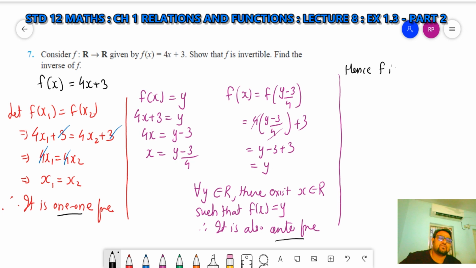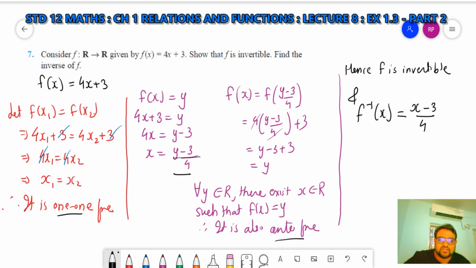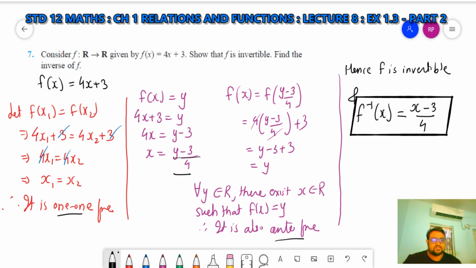Hence, f is invertible. And f inverse x is equal to, I will use this, but instead of y I will put x, because I had taken f inverse x minus 3 by 4. If I take f inverse y, then it will be y minus 3 by 4. So this is f inverse x. Clear? So this was about question number 7. So just note it down.